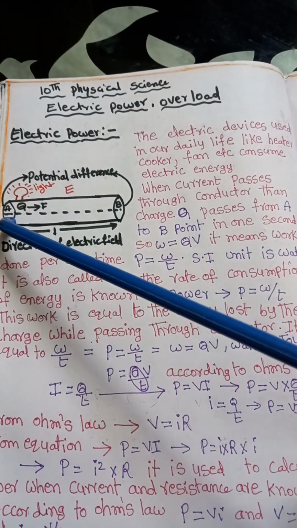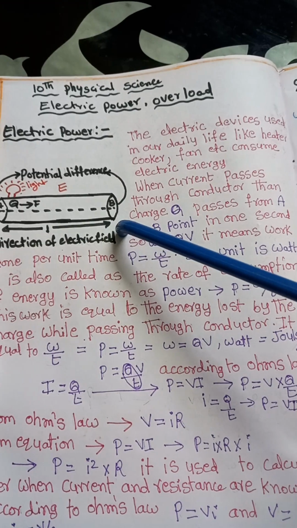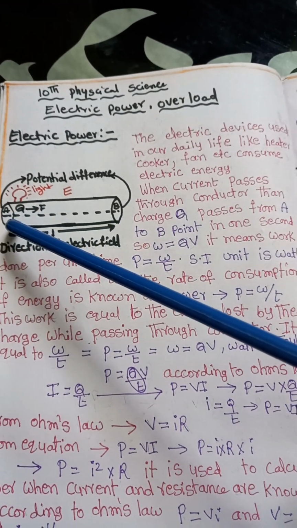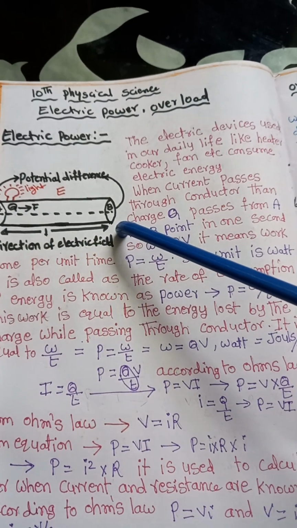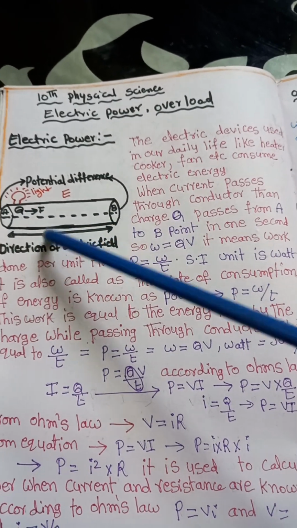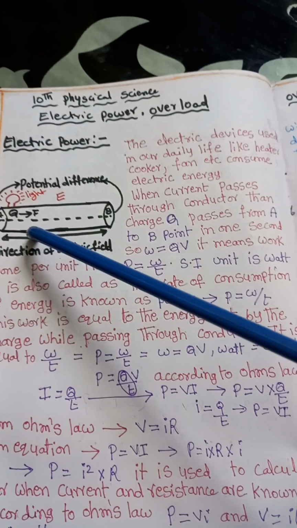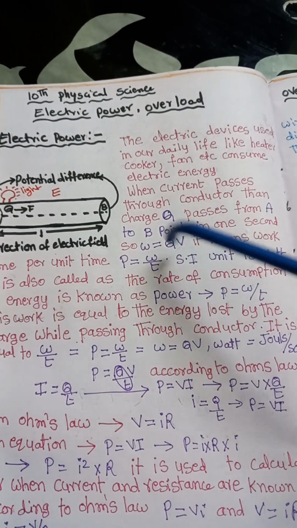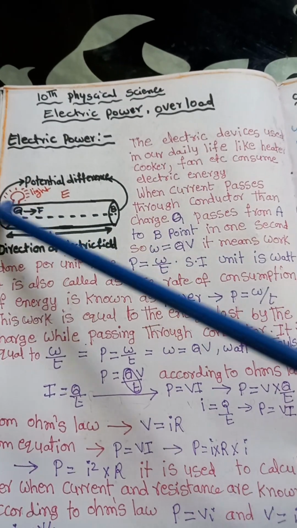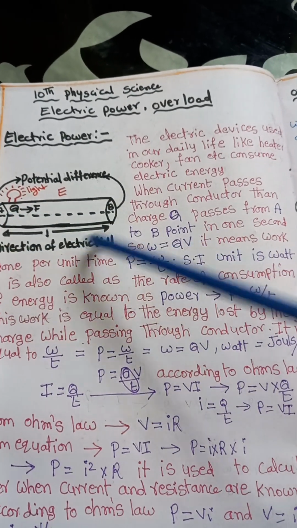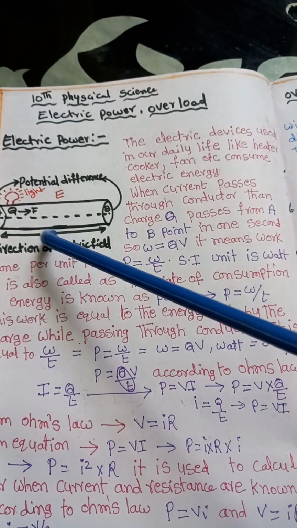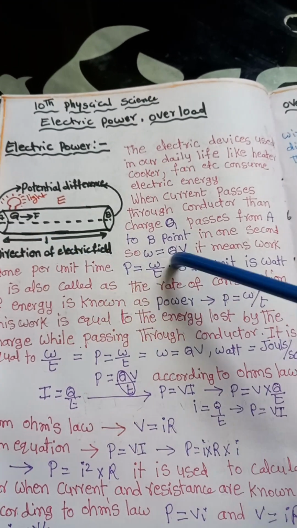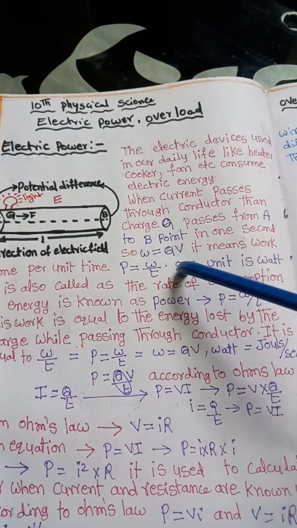When the current passes through this conductor, the Q charge moves from A to B point. So here the work is done. The work done means W is equal to QV. Q means charge and V means voltage. Voltage means potential difference. So work done means Q into V.